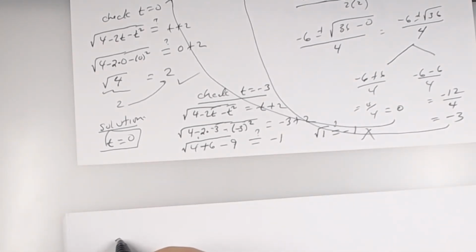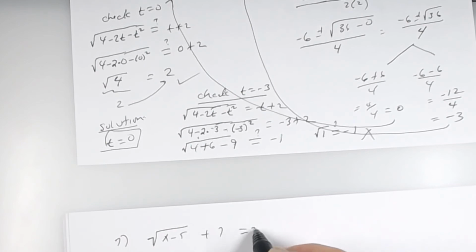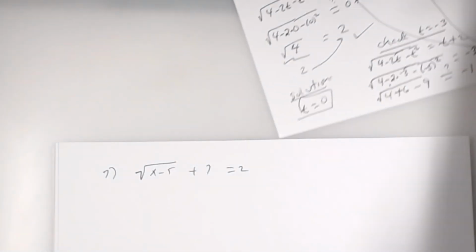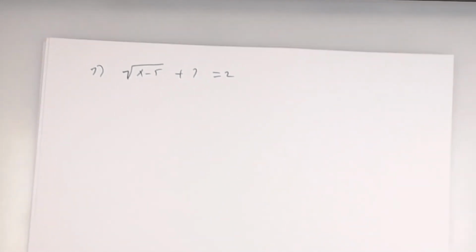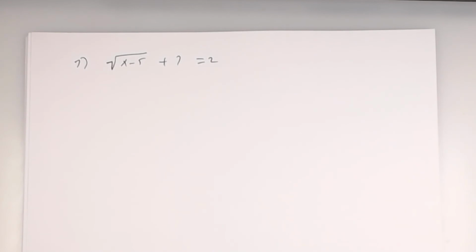So this would be number 7. You have the square root of x minus 5, plus 7, equal 2. All right, radical equation, we still perform those steps. That's x minus 5.